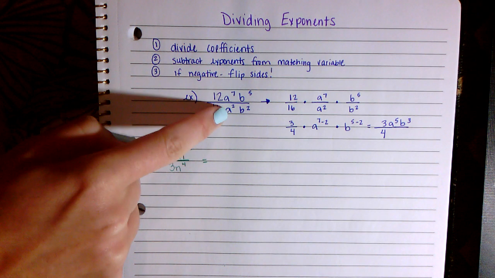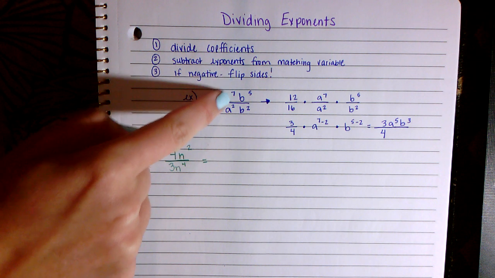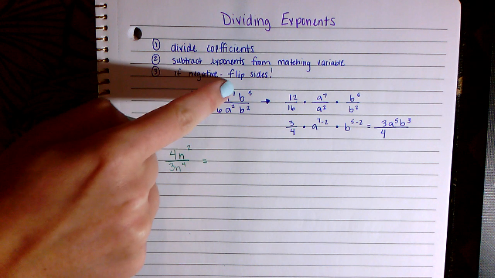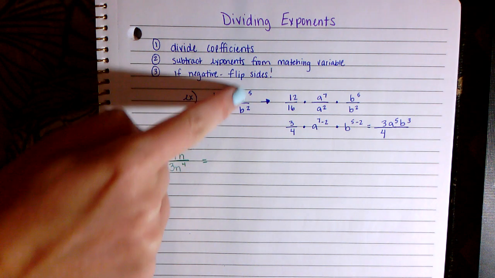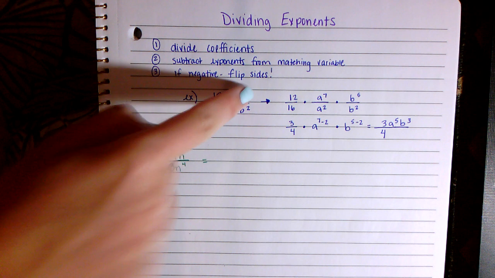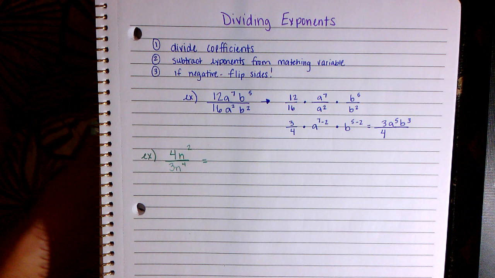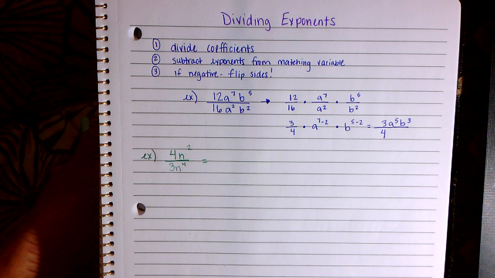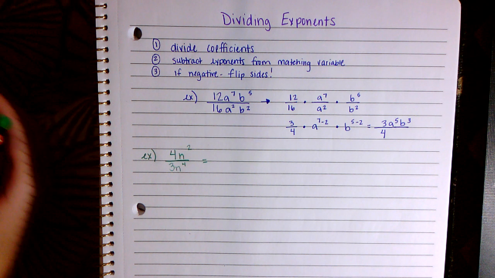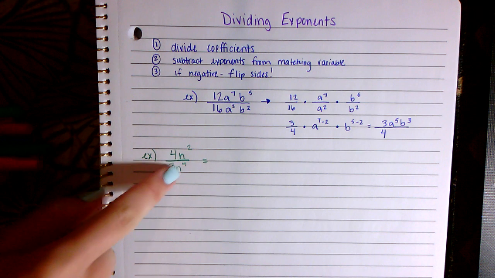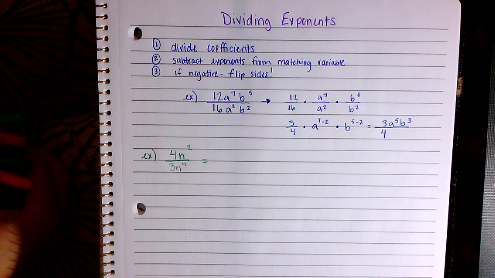So you're just literally going down the equation here. 7 minus 2 gives me 5, 5 minus 2 gives me 3. And that's what you're left with, and it always goes up on top. Again, if it's negative, you'll flip it. And I'll show you an example right here, our first example.